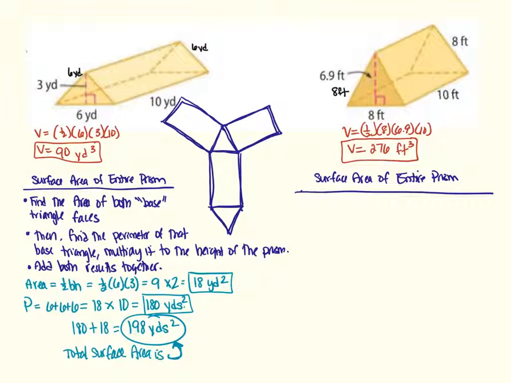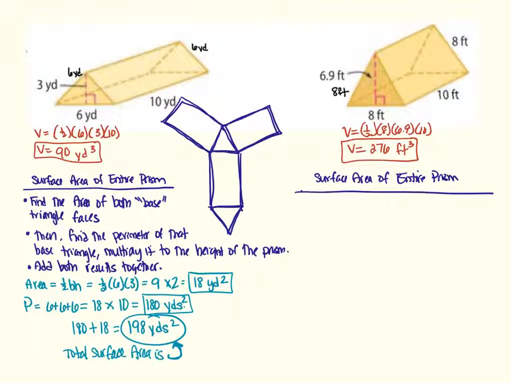So I did the first one for you. I found the area of one of the bases to be 9, so both ends put together would be 18. So that's just the area. Then the perimeter of one triangle is 6 plus 6 plus 6, which is 18. And then I multiplied that times the height of the prism, which is 10. So that gave us 180. I'm going to add those two numbers together, so the total surface area is going to be 198 yards squared.